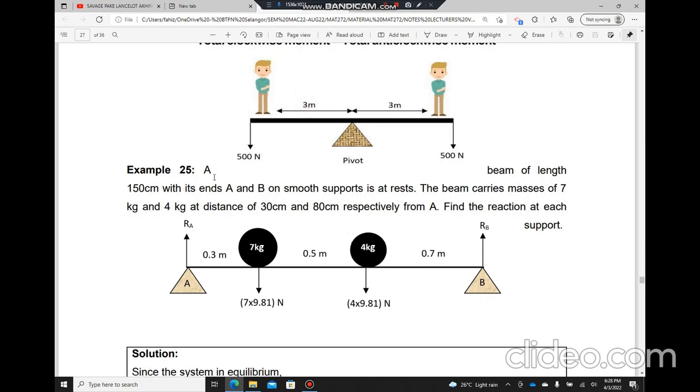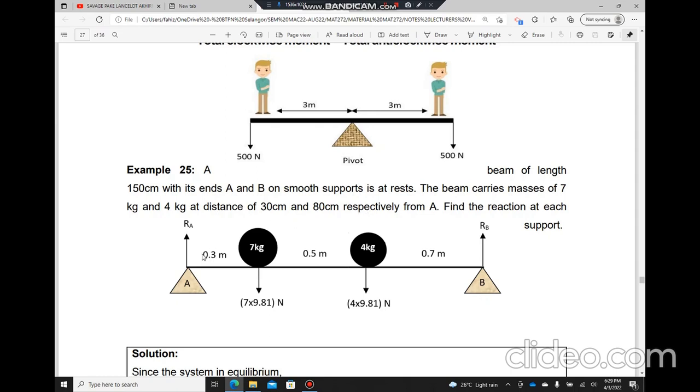Okay, example 25. A beam of length 150 cm with its ends A and B on smooth supports is at rest. The beam carries masses of 7 kg and 4 kg at distances of 30 cm and 80 cm respectively from A. Find the reaction at each support.